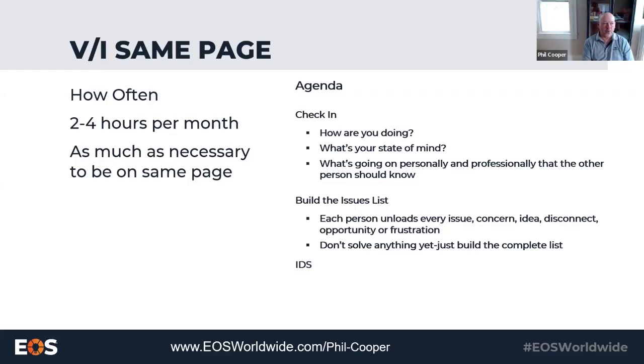So first let's start with how often this meeting should happen. Generally, once we are on the same page, it's 2 to 4 hours a month. But it's as much as necessary to be on the same page. This doesn't mean that we have to have all the solutions. It just needs to mean that we know where we're going and how the visionary wants to get there.